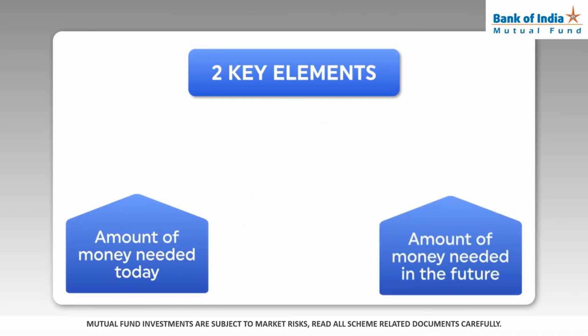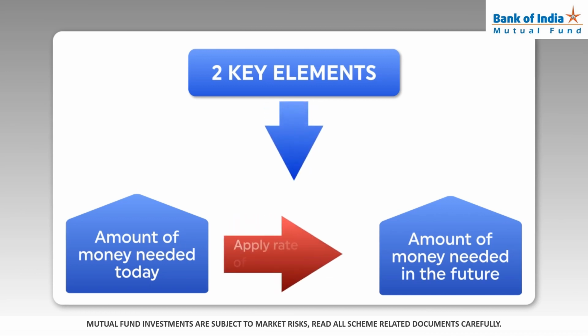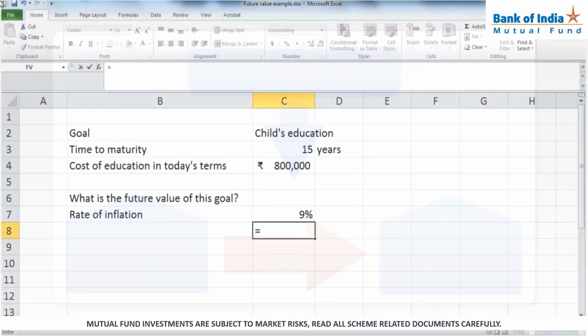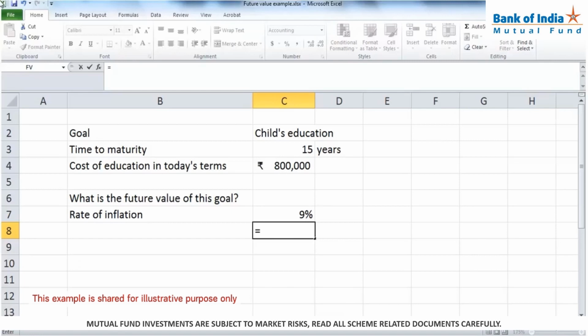For this, they will need to estimate the rate of inflation that may apply to education expenses. Given a positive rate of inflation, they will need a higher amount 15 years from today. They can do their computations using the FV function in Microsoft Excel. They can open an Excel worksheet and key in their numbers in the cells.